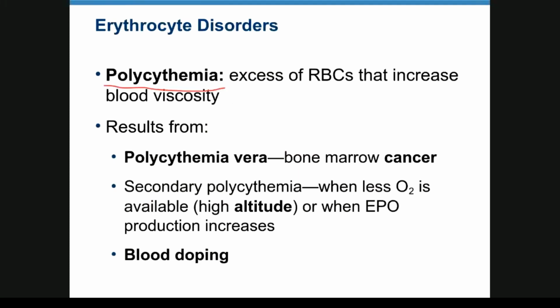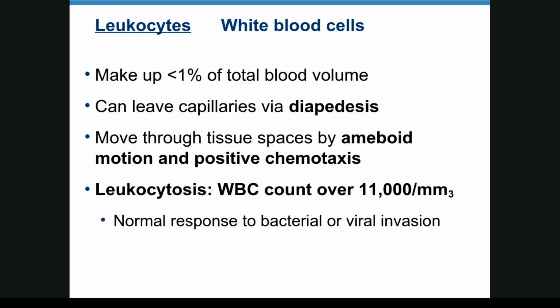Polycythemia is an excess of red blood cells with increased viscosity. Now, polycythemia vera: you can have a genetic polycythemia, you can have bone marrow cancer, you can have secondary polycythemia, such as you've been at high altitude for a long time, then you come back down to normal altitude, or blood doping. Cheating athletes freeze their own blood and have it put in before the athletic event. Very dangerous, very dumb, and very illegal.